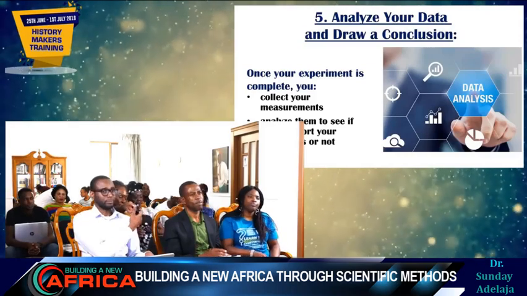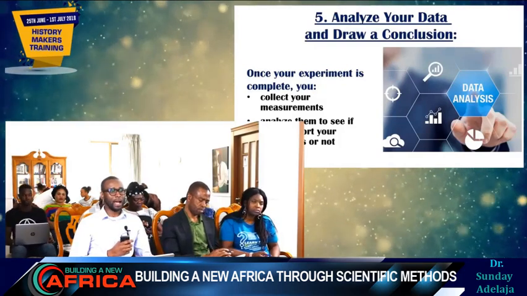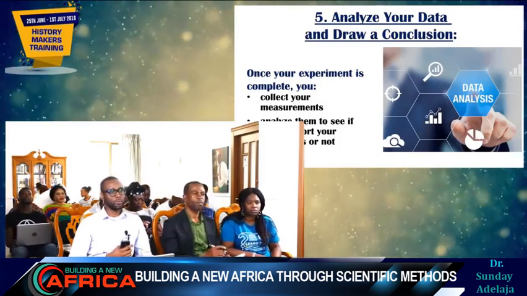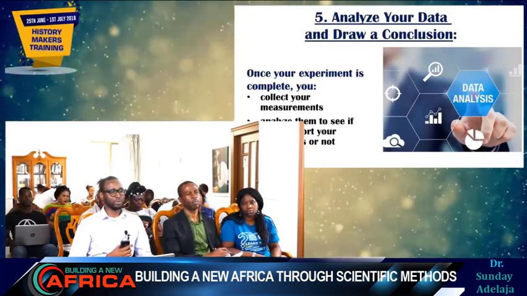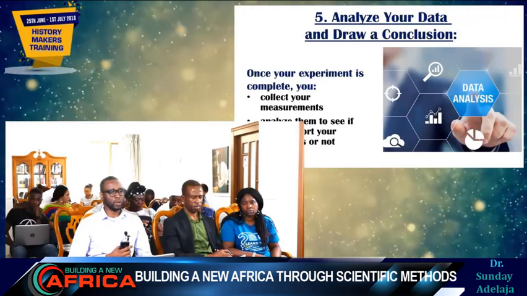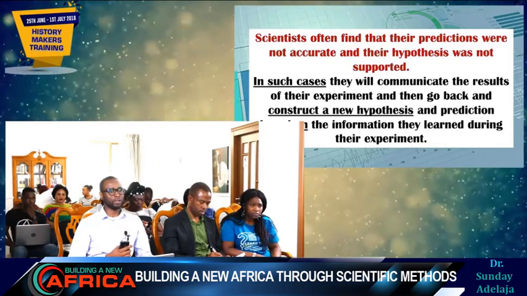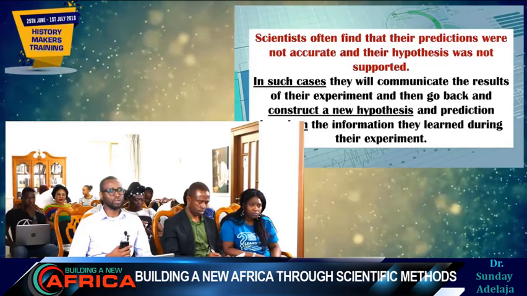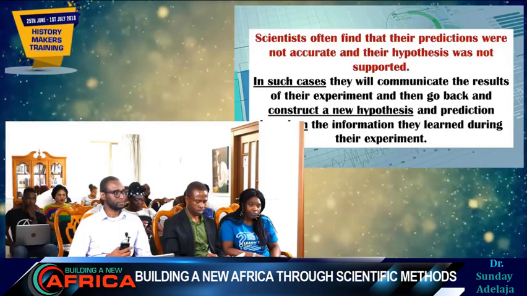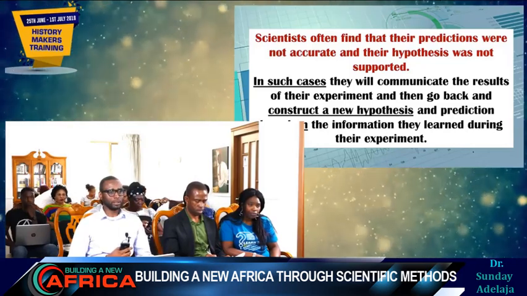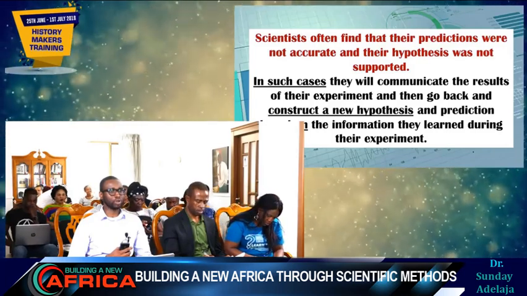Okay, so let's continue. Step number 5, analyze your data and draw a conclusion. Once your experiment is complete, you collect your measurements and analyze them to see if they support your hypothesis or not. Scientists often find that their predictions were not accurate and their hypothesis was not supported. That will always happen. Don't be afraid of that. It is okay. It is part of the experiment to fail. In such cases, they will communicate the results of their experiment and then go back and construct a new hypothesis.